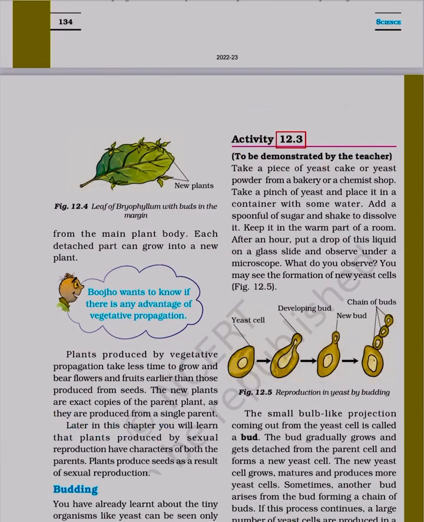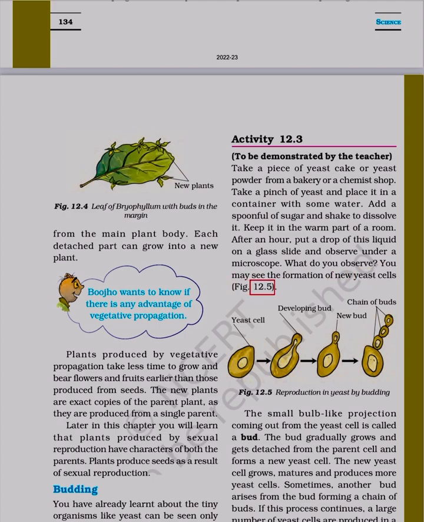Activity 12.3. To be demonstrated by the teacher. Take a piece of yeast cake or yeast powder from a bakery or a chemist shop. Take a pinch of yeast and place it in a container with some water. Add a spoonful of sugar and shake to dissolve it. Keep it in the warm part of a room. After an hour, put a drop of this liquid on a glass slide and observe under a microscope. What do you observe? You may see the formation of new yeast cells.